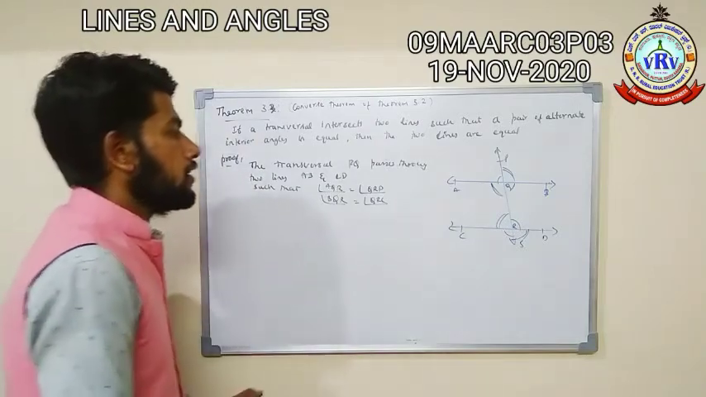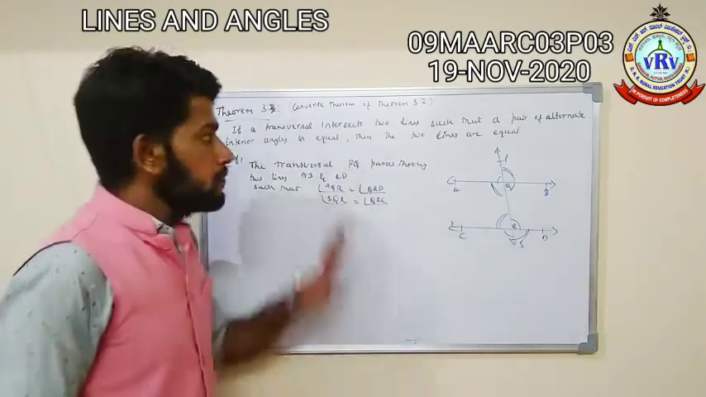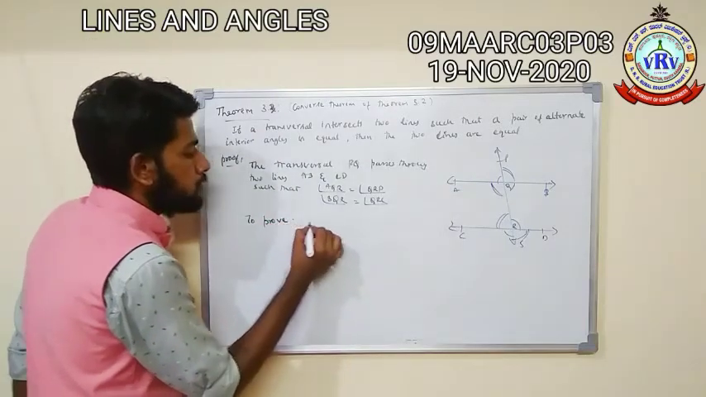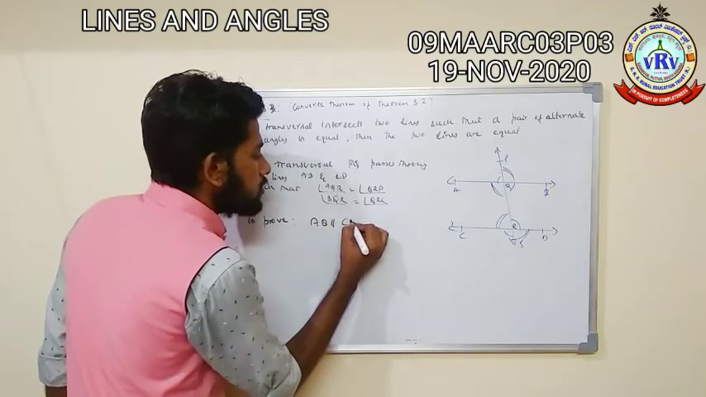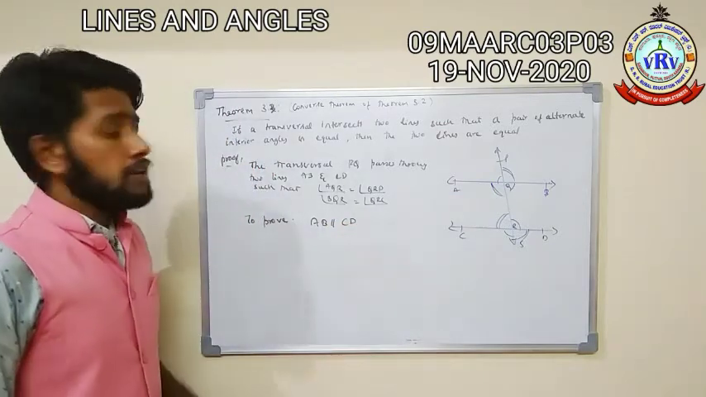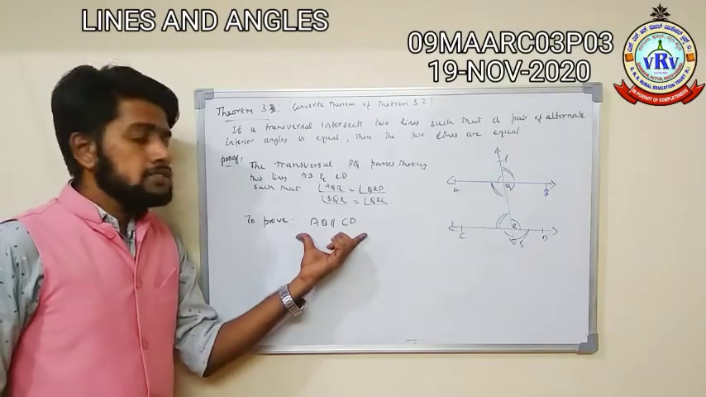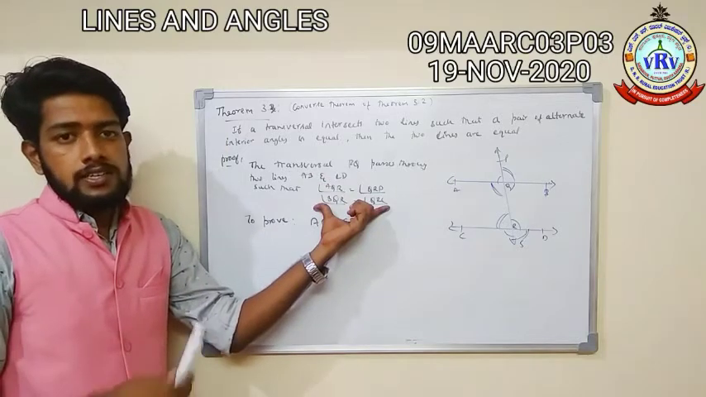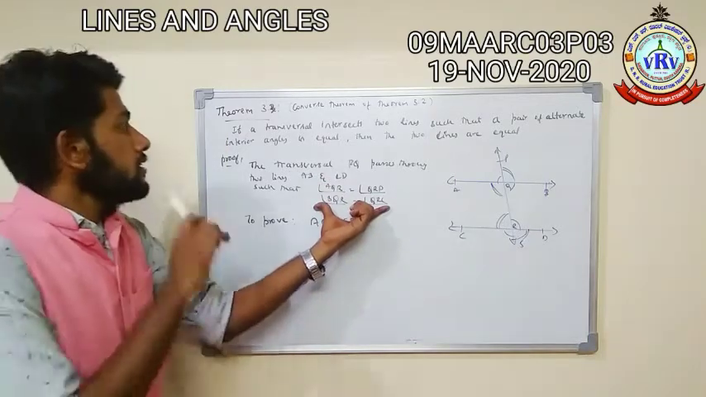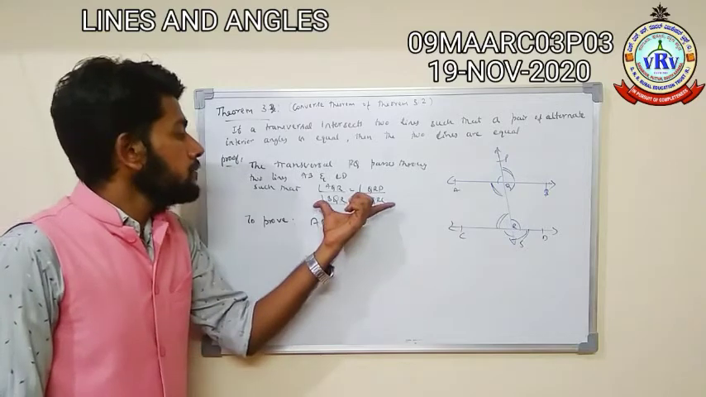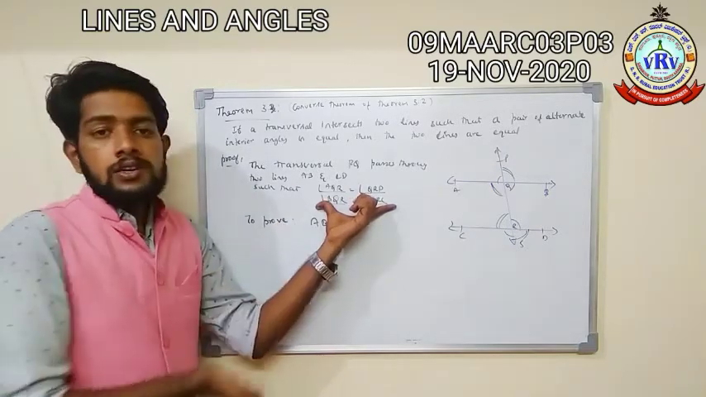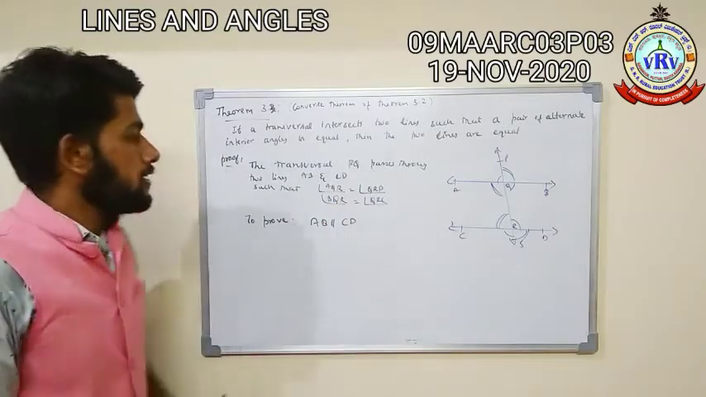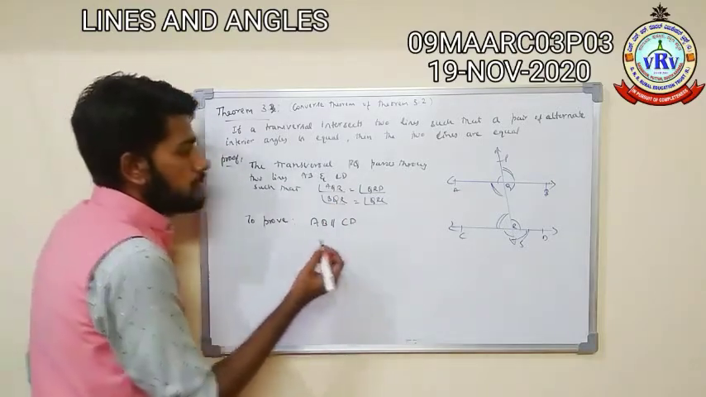These are given. The alternate interior angles are the same. That is the given thing. What we have to prove? We have to prove AB is parallel to CD. In the earlier theorem, AB parallel to CD is given. We have to prove this. Alternate interior angles are the same, that we already did in theorem number 3.2. In this theorem, it is given that the alternate interior angles are the same, then we have to prove AB is parallel to CD. Okay, we will prove it.